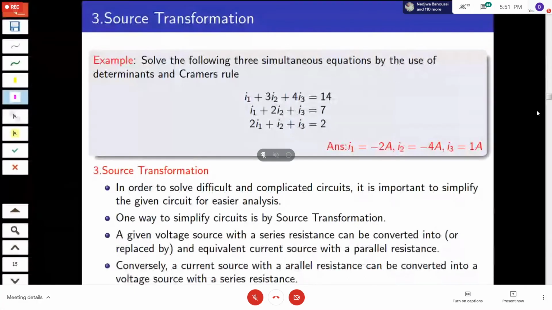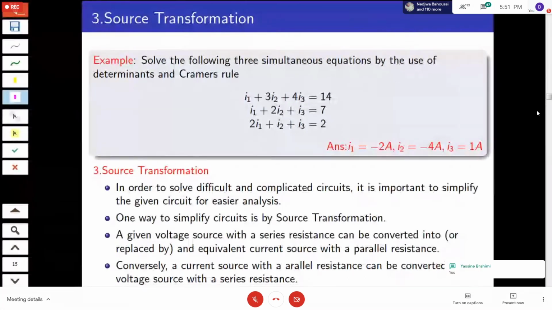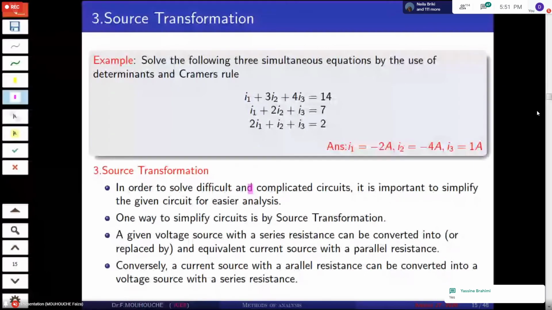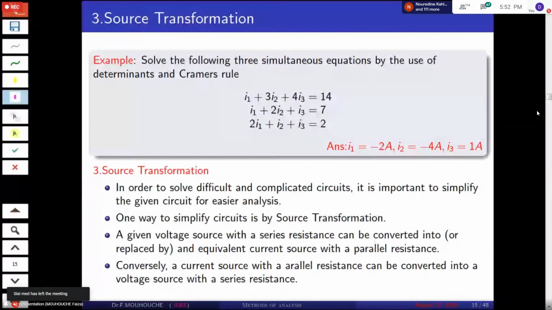Okay, we'll continue. Try to solve this equation. Okay, we will continue. Now we will start.